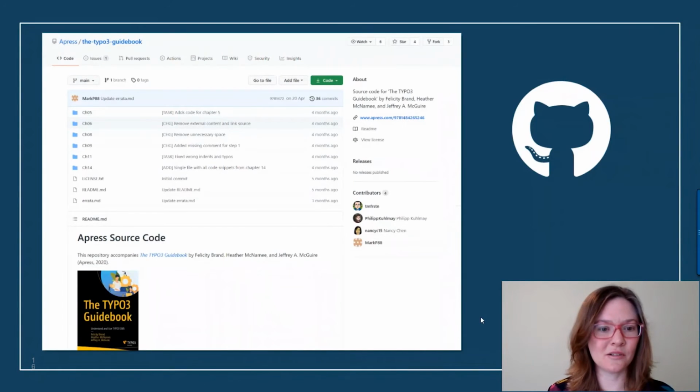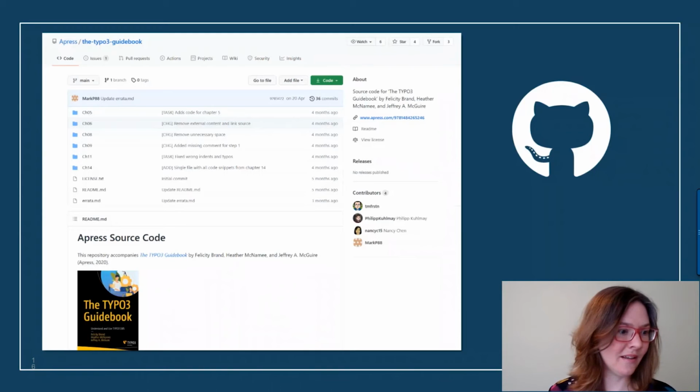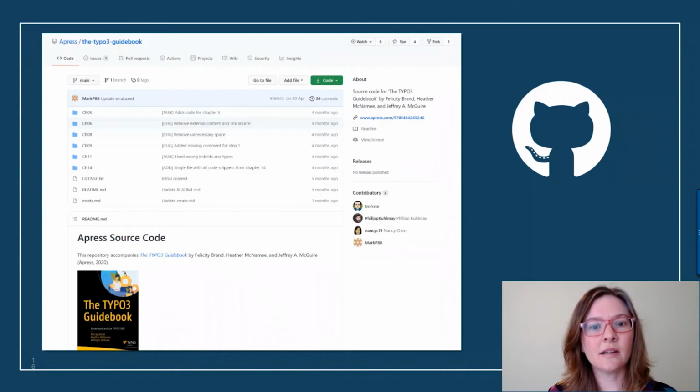Oh, this was just a picture of our GitHub repo. There's also a space for errata. And we've got 3 mistakes to date. So it's good that there's a place to capture that.